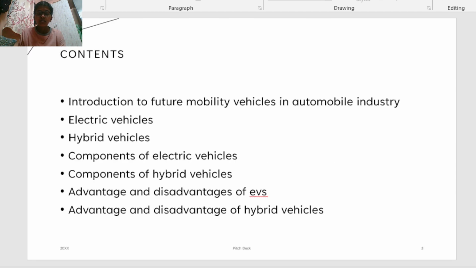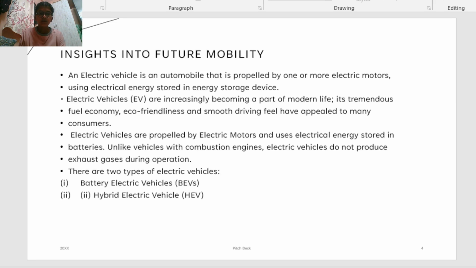So the contents we'll be discussing are: introduction to future mobility vehicles in automobile industry, electric vehicles, hybrid vehicles, components of electric vehicles, components of hybrid vehicles, advantages and disadvantages of electric vehicles, and advantages and disadvantages of hybrid vehicles. So let's begin with the insights into future mobility.